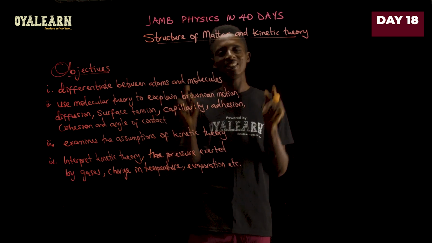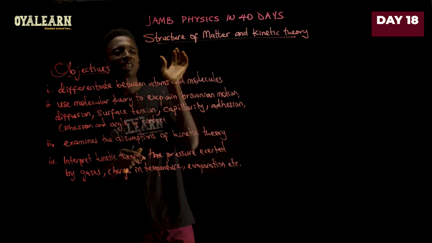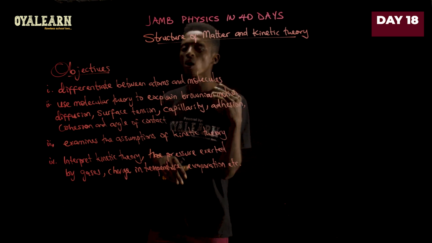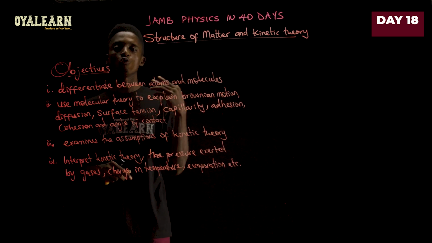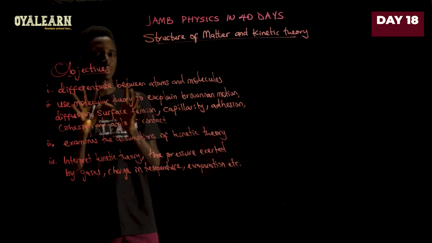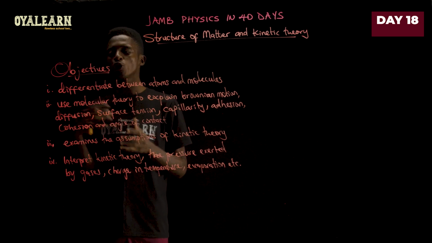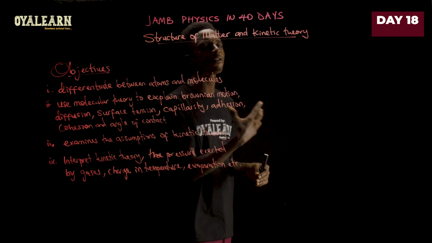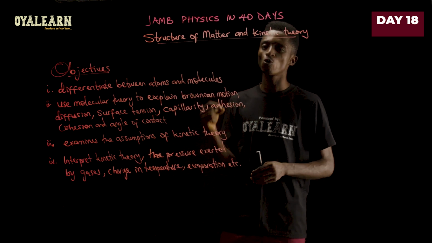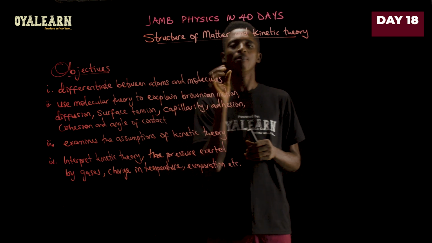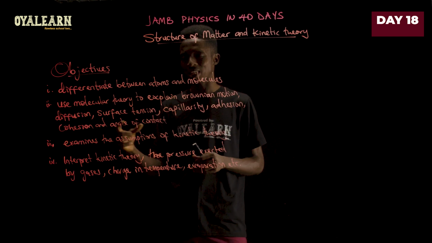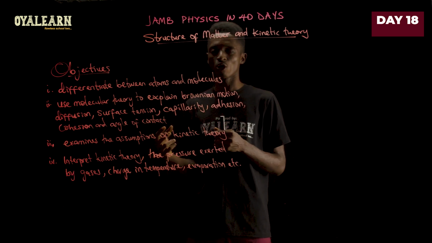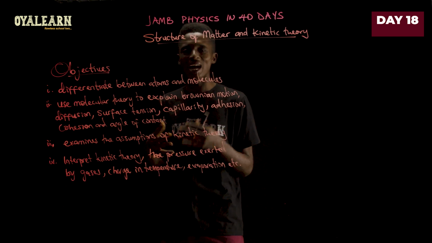Now, to the business of day 18, we're going to be looking at the structure of matter and kinetic theory. What Jamb expects every candidate to be able to do as far as this topic goes is listed here in the objectives. Number one, you should be able to differentiate between atoms and molecules. Please take note, when we refer to atoms, we are looking at the smallest particle of an element, whereas a molecule is the smallest particle of a substance. So a molecule can comprise two similar atoms or two or more dissimilar atoms.